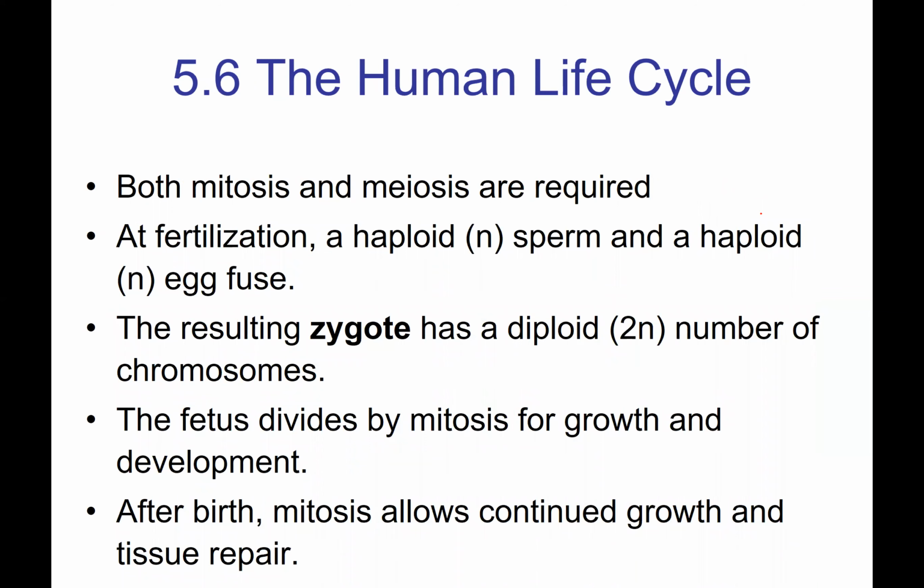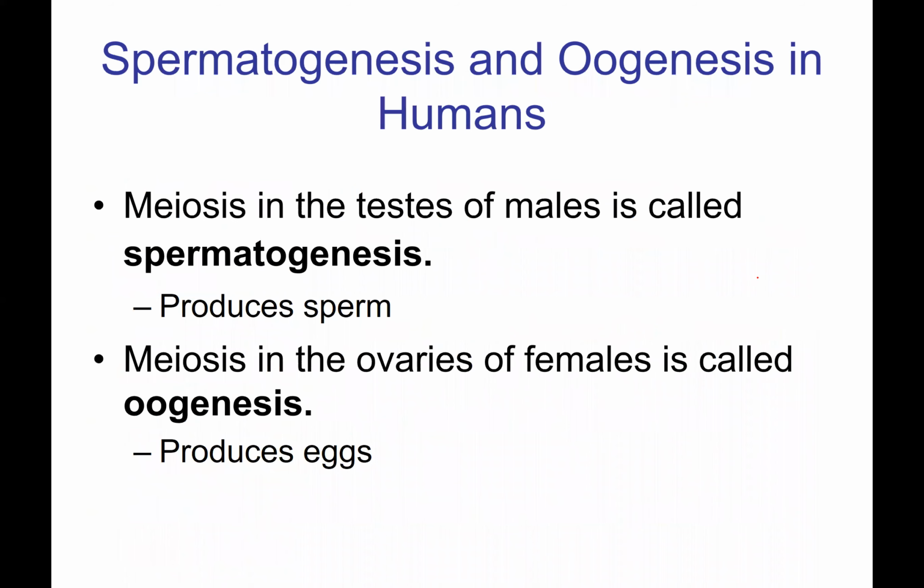Now, let's talk about the human life cycle, because both mitosis and meiosis are needed in order for the human life cycle to take place. At fertilization, a haploid sperm and a haploid egg fuse. The result is a zygote that has a diploid number of chromosomes, because N plus N is going to give us 2N. So you're going to create a zygote, which then is going to turn into a fetus and a baby. The fetus divides by mitosis for growth and development. After birth, mitosis then allows for continued growth and repair. So you need both of them.